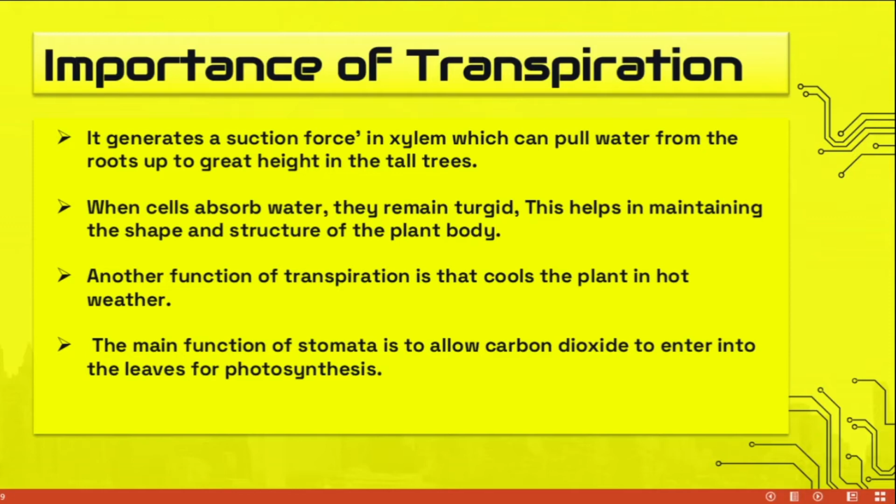Third one, transpiration cools the plant in hot weather. Due to transpiration, plants automatically get cool. Then fourth one, when transpiration takes place through the stomata, the stomata allow carbon dioxide to enter into the leaves for photosynthesis, as well as release oxygen through the same stomata.